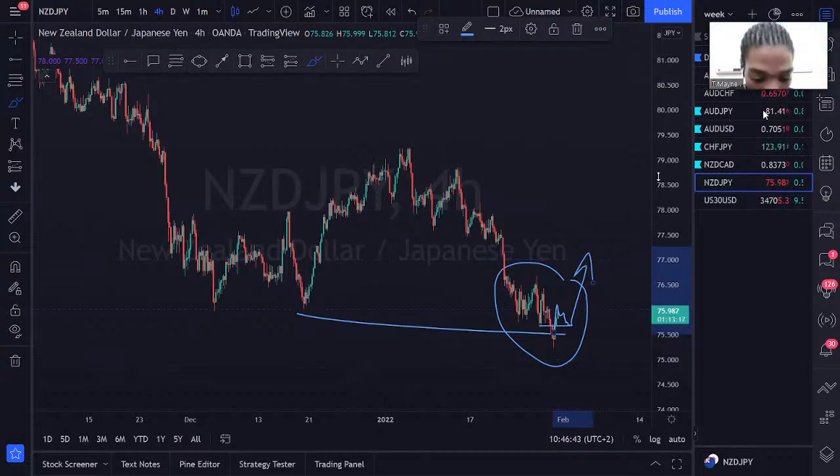I see there Kahimo is asking for GJ. We won't look at any other pairs, dude. I see there Kahimo saying thanks, bro. What do you think about NAS and US30?